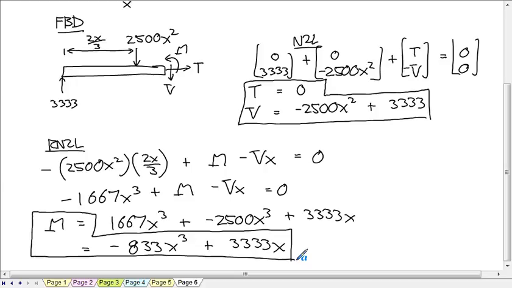Okay, so what should we check? Yeah, dM/dx has to be equal to V. So 3 times negative 833 is equal to negative 2,500. Derivative of 3,333x is equal to 3,333. And okay, so that one checks out.